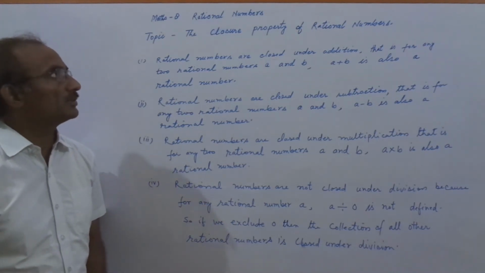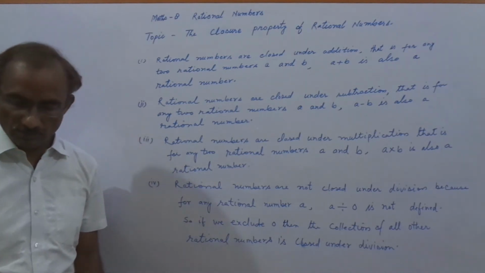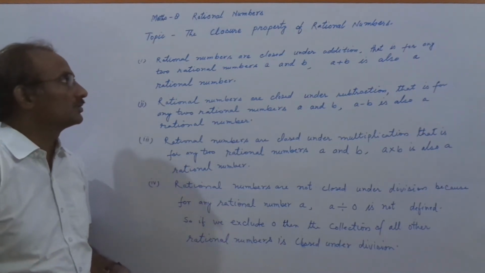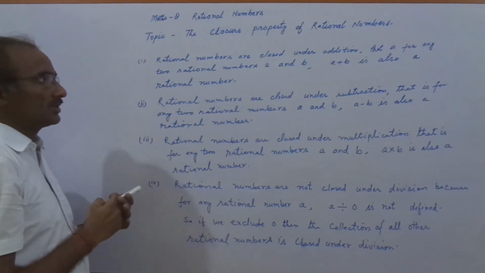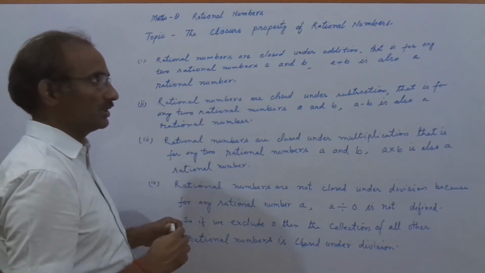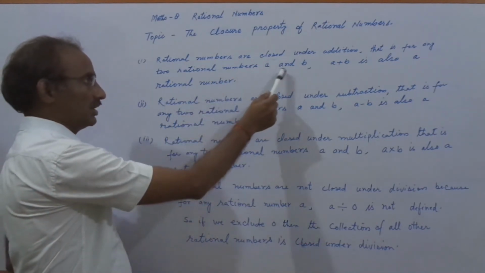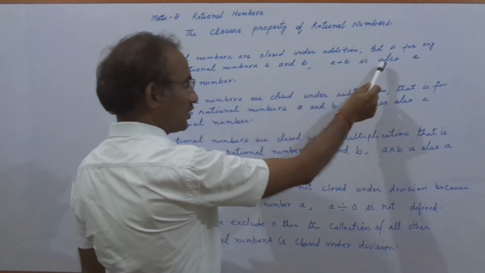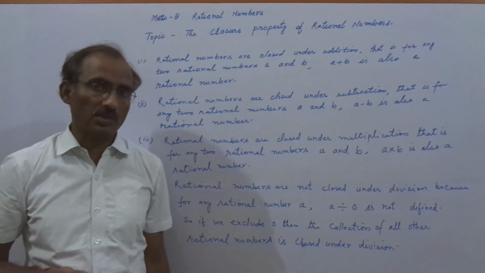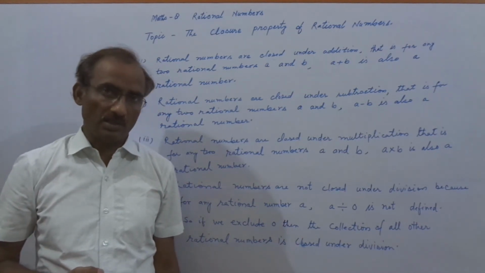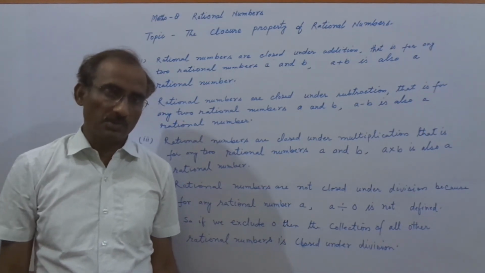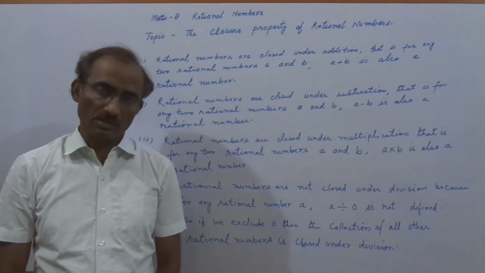Topic is the closure property of rational numbers. This property has four cases. The first is rational numbers are closed under addition. That is, for any two rational numbers a and b, a plus b is also a rational number. It means if we have two rational numbers a and b, then on adding a and b, we get the value of a plus b, which is also a rational number.